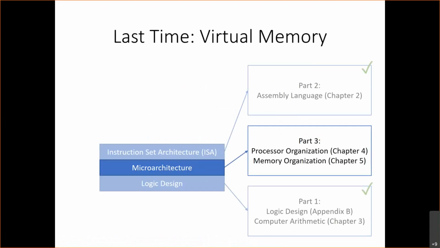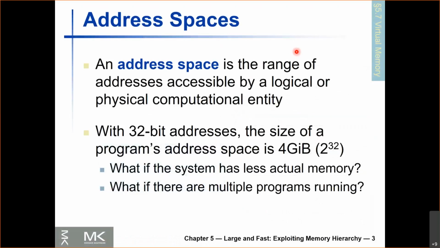So last time we started talking about virtual memory, and we said that with 32-bit addresses, a process that is run, or a program that is running, which is called a process, is able to access 4 gigabytes of memory, which is 2 to the power 32. So we call this the size of the address space of the process.